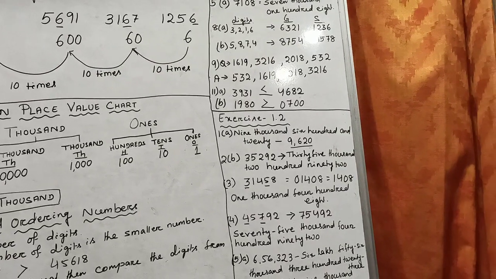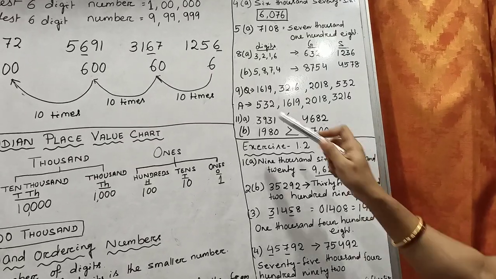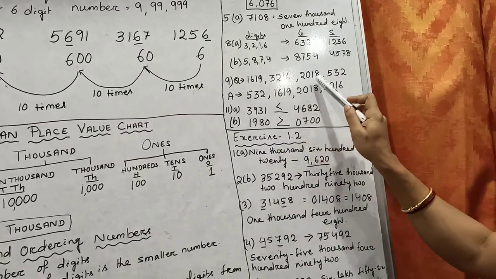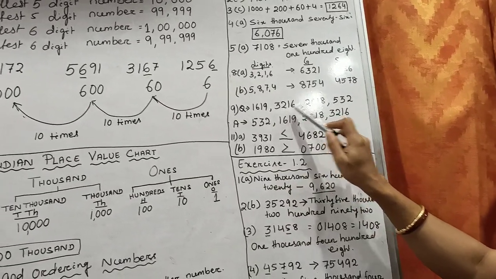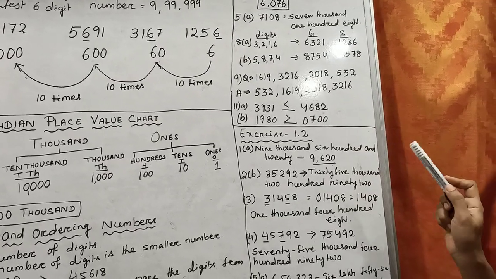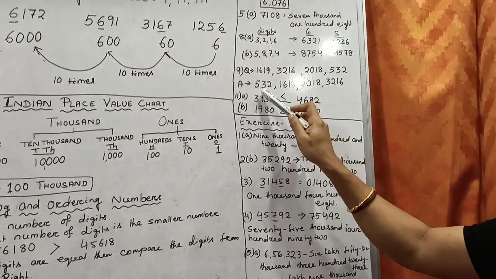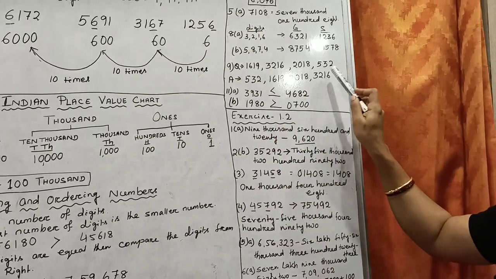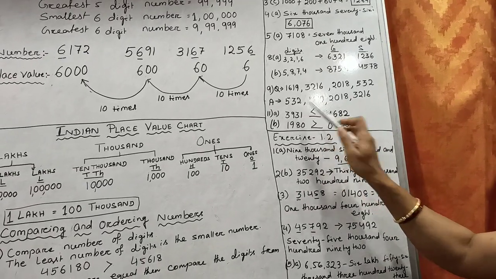Then question number 9. Write the following numbers in ascending order. Here 4 numbers are given. This number is a 4-digit number. This is also a 4-digit number. This is also a 4-digit number. This is a 3-digit number. Increasing order means you have to write all the numbers from smallest to largest. So the smallest number is the 3-digit number. First you write 532.